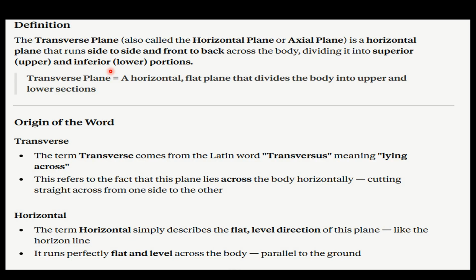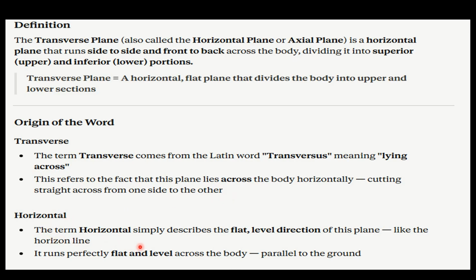Now you can see here is one heading, the origin of the word. So let's see how this word came into the picture, the transverse, horizontal or axial. The first word says transverse. The term transverse comes from the Latin word transversus, meaning lying across. This referred to the fact that this plane lies across the body horizontally, cutting straight across from one side to another.